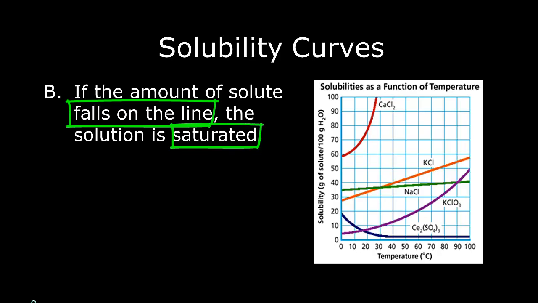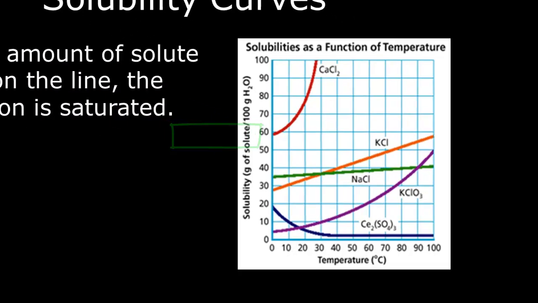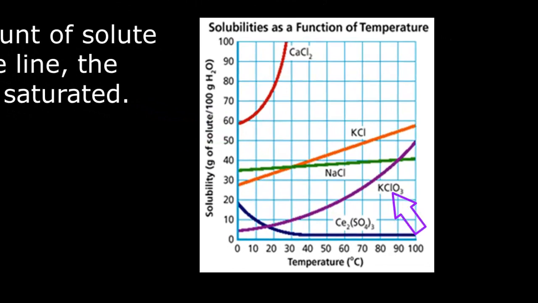So let's look at something different. Let's look at the KClO3, or potassium chlorate. Now, I want to know if at 60 degrees C, 20 grams of potassium chlorate is dissolved in 100 grams of water. And if you notice right there, that falls on the line, so that is a saturated solution, which means that if I add another gram of potassium chlorate, it will not dissolve. It will fall to the bottom of the solution and just stay there, and there will always be approximately 1 gram left.